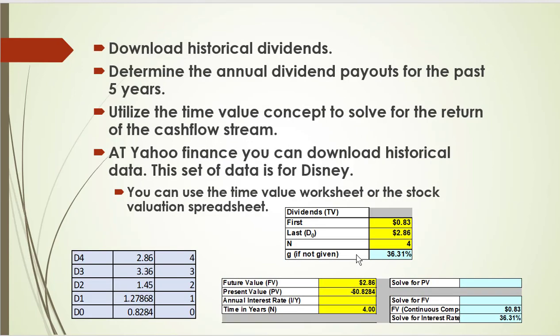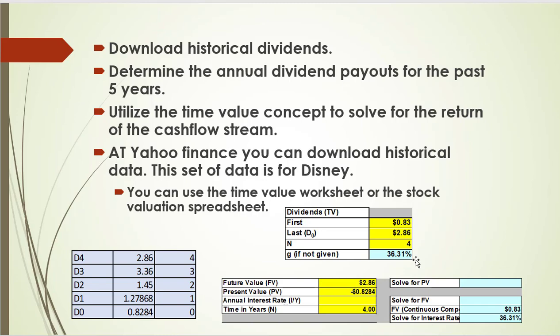So we can go to Disney and we can find their historical dividends, right? In the very beginning, 5 years ago, the dividend was 80.8284 cents. Now it's $2.86 4 years later. So you plug those numbers into the dividend time value section. It's 4 years of growth. That takes 36.31%. Now again, if 14% was a challenge, 36% is even a greater challenge.